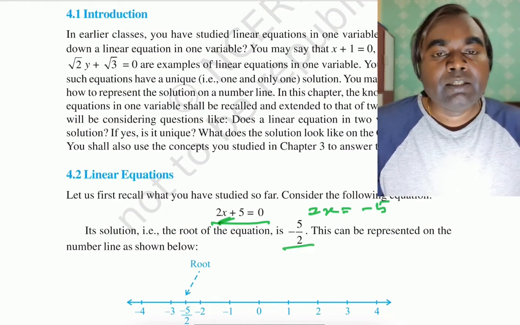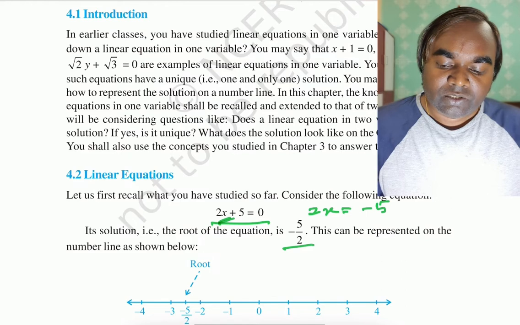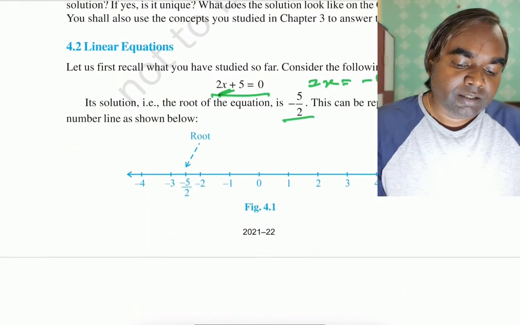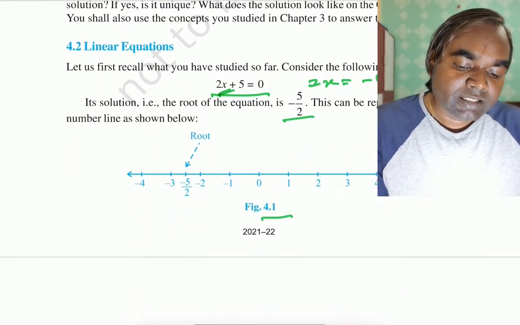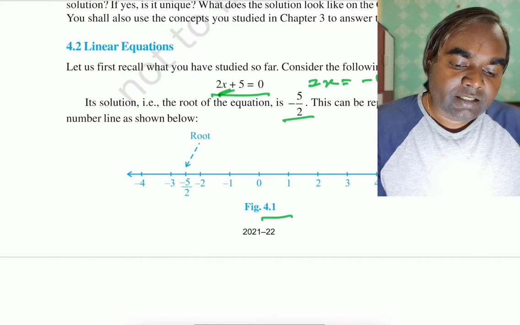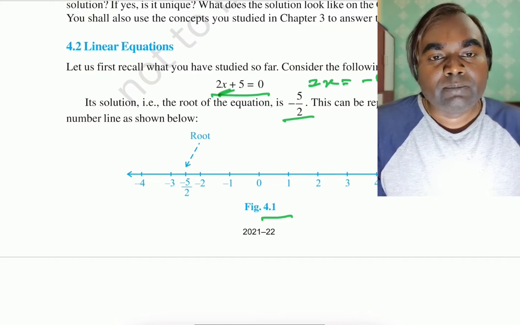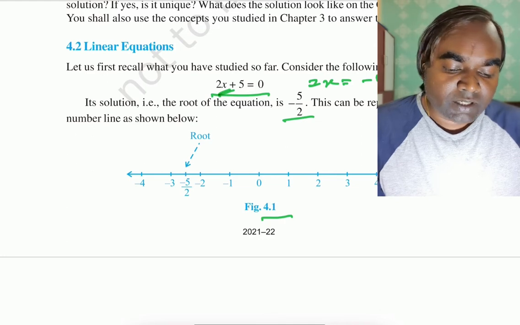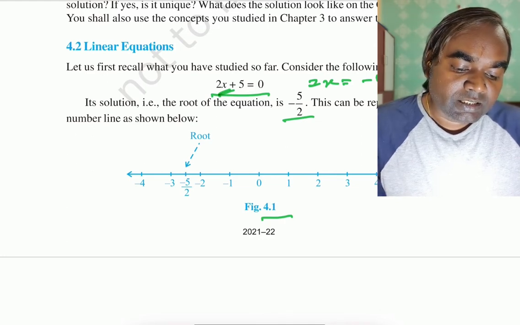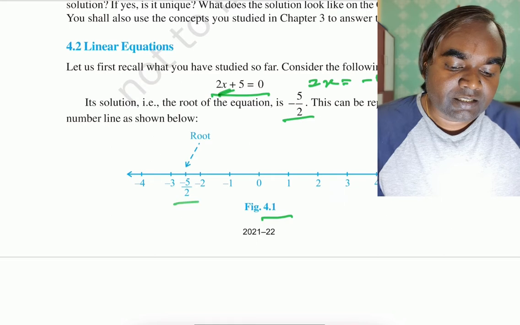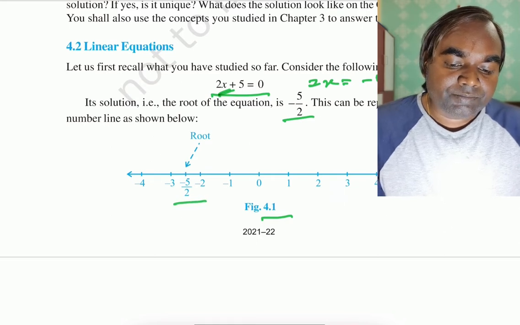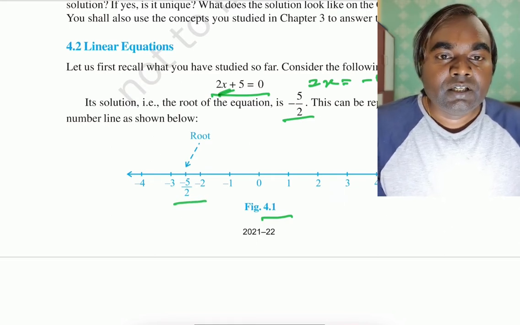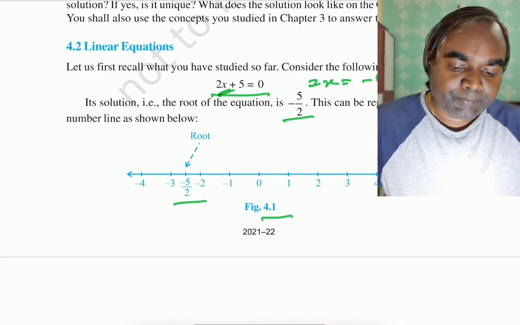So this can be represented on the number line as shown in figure 4.1. You can see that this is a number line and the root of this equation 2x plus 5 is equal to 0, that is minus 5 by 2, lies between 2 and 3 on the negative side. So this is the representation of the solution of the linear equation in one variable on the number line.